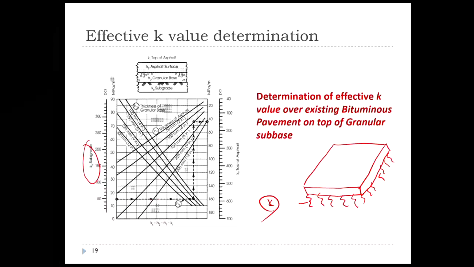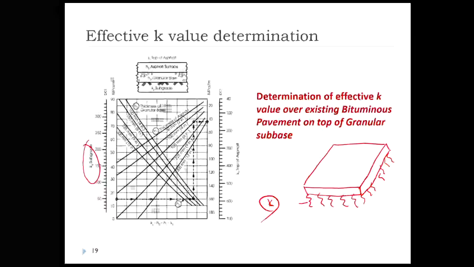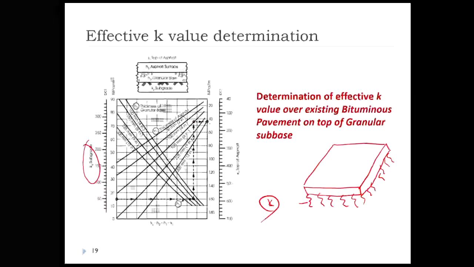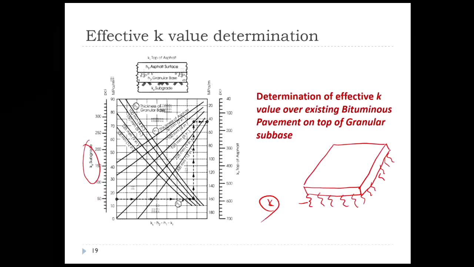So if you know the thickness of your bituminous layer, you initially travel horizontally. You arrive at the line corresponding to your granular layer thickness. Once you identify your granular layer thickness, project to the top to the line where we have the thicknesses of our bituminous layer. From there, you again travel horizontally to the right and identify the effective K value of your foundation in the case of white topping. So this is the procedure for determination of effective K value over existing bituminous pavement on top of the granular subbase.